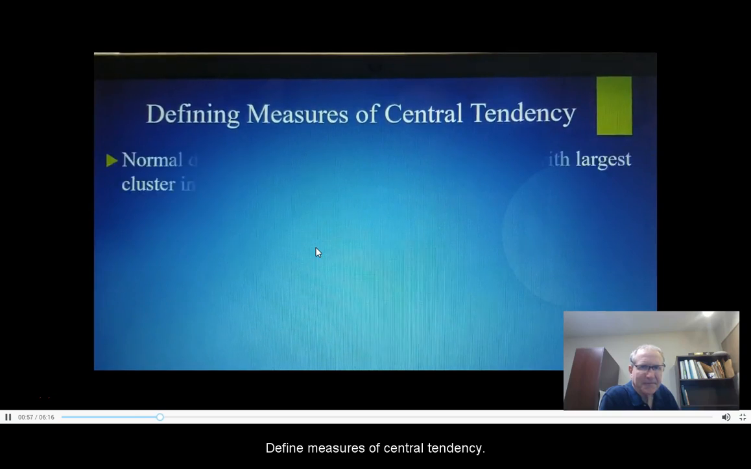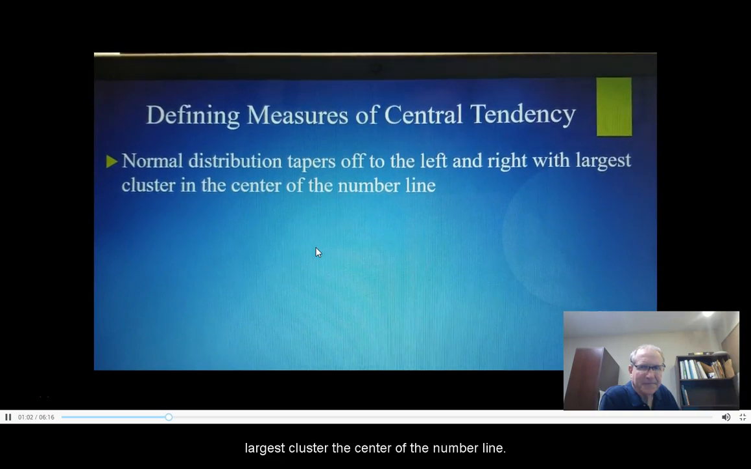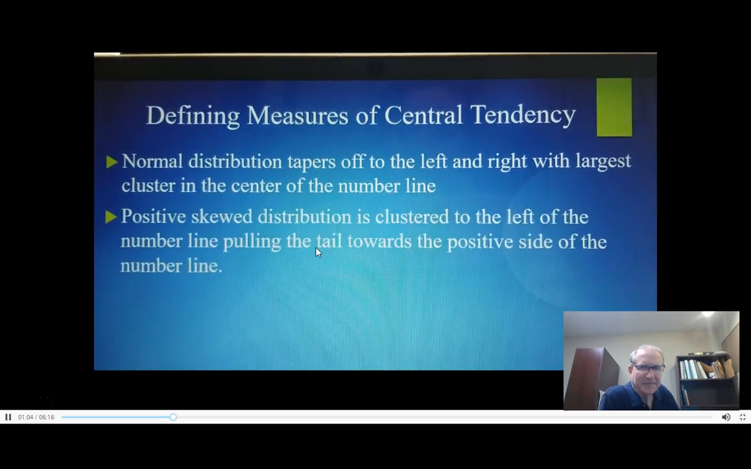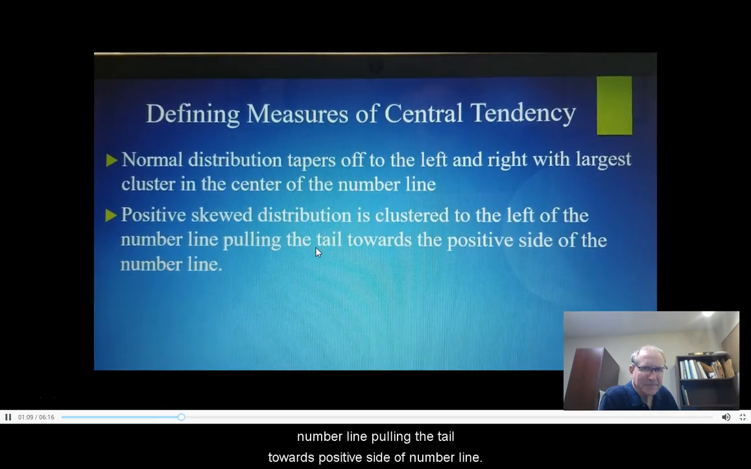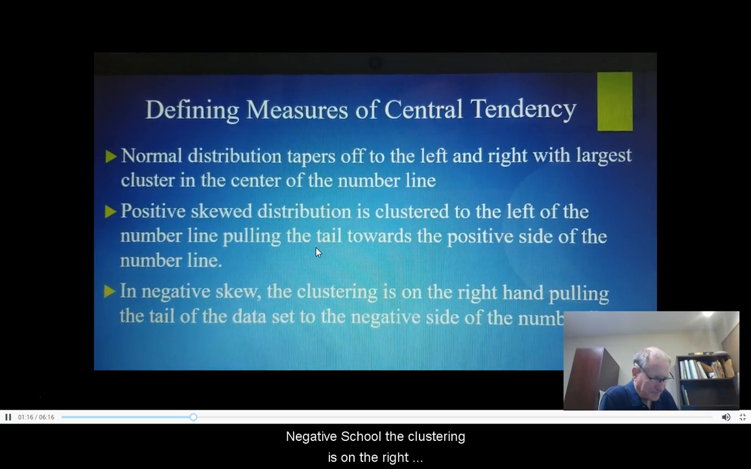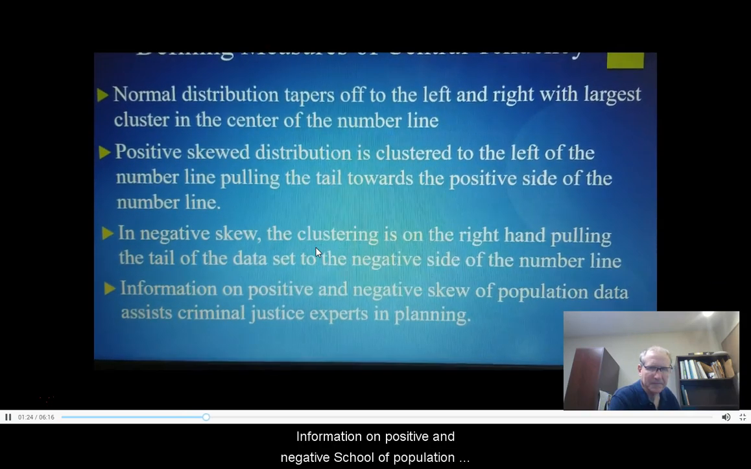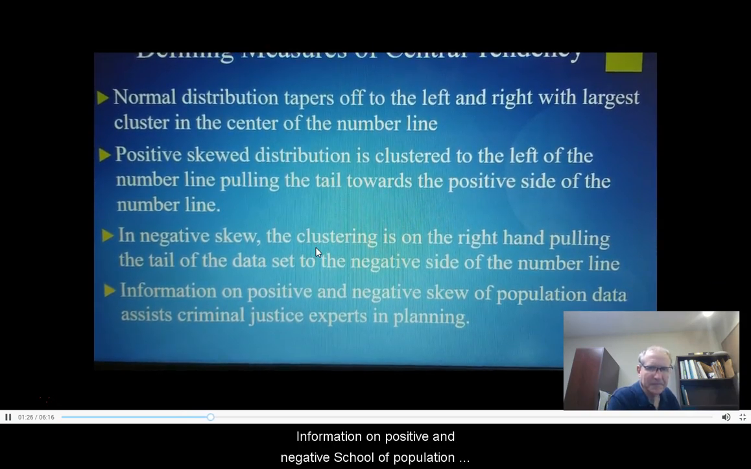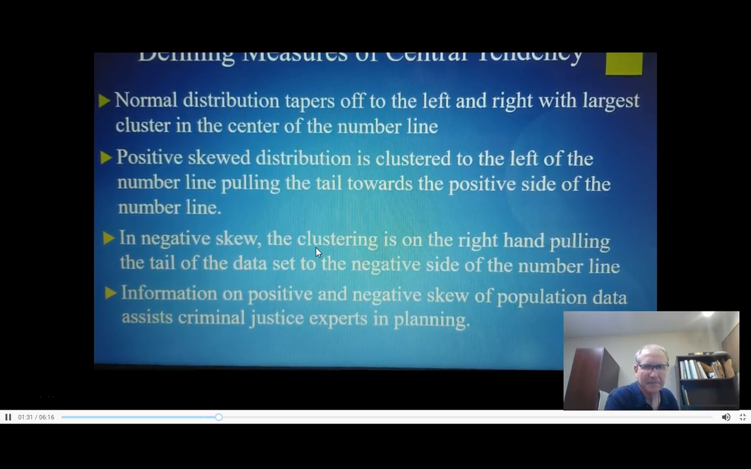Defining measures of central tendency. Normal distribution tapers off to the left and right with the largest cluster in the center of the number line. Positive skewed distribution is clustered to the left of the number line, pulling the tail towards the positive side of the number line. In negative skew, the clustering is on the right hand, pulling the tail of the data set to the negative side of the number line. Information on positive and negative skew of population data assists criminal justice experts in planning.